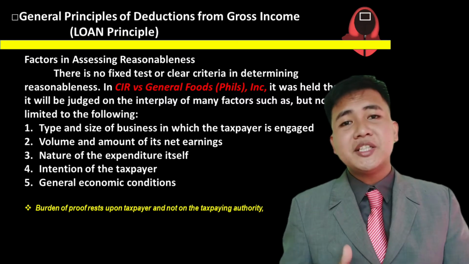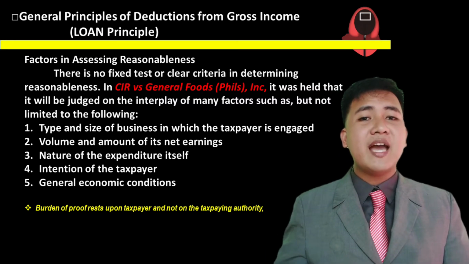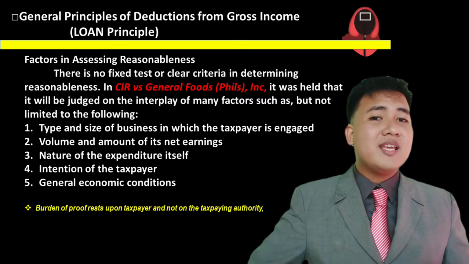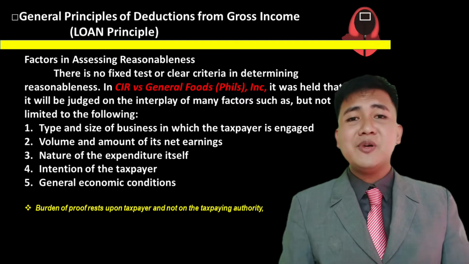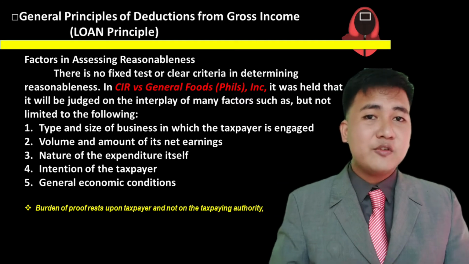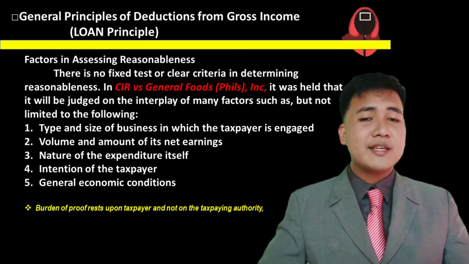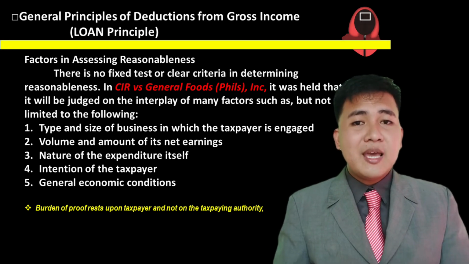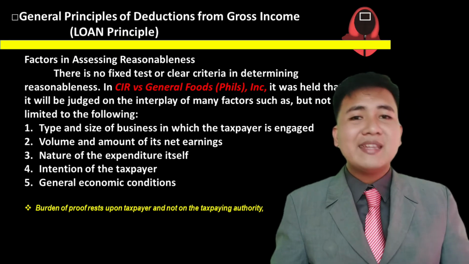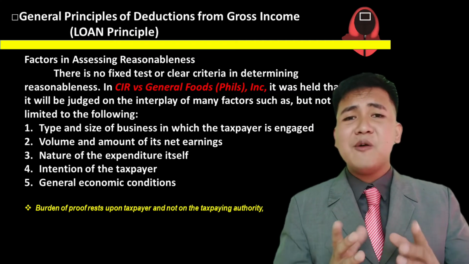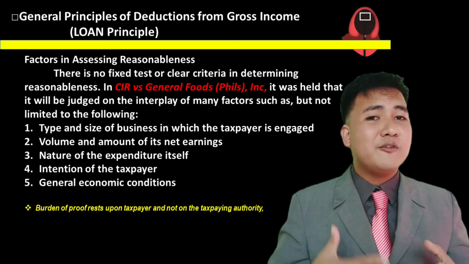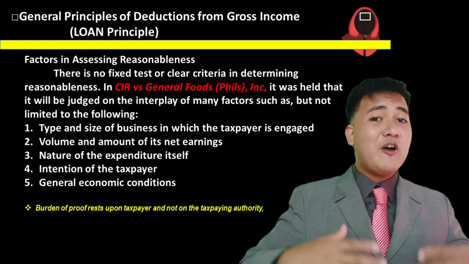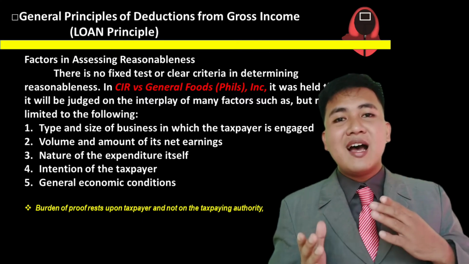CIR versus General Foods Philippines Incorporated provided criteria, but it stated clearly that it is not limited, meaning these are only what they see must be considered. Number one, the type and size of business in which the taxpayer is engaged. For example, it is impossible for a business to incur an amount that is not relatable to the business. Number 2, the volume and amount of its net earnings. Of course, how could a business use funds when in the first place the entity could not cater to such expenses? Meaning, it should be within the range of an accepted ratio in relation to its net earnings.